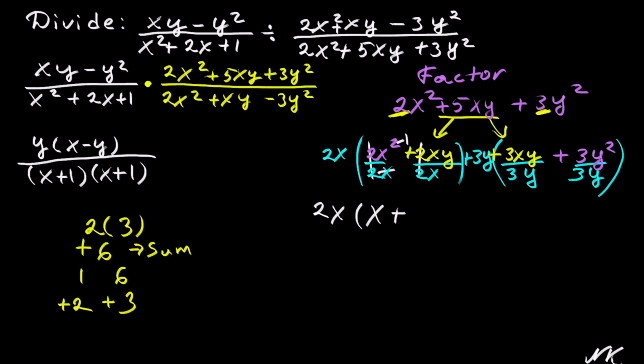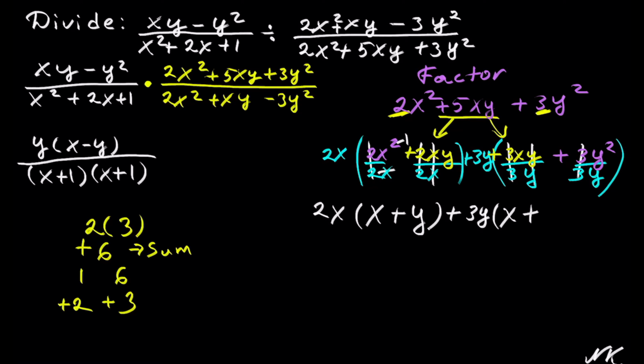2 and 2 will cancel into 1. X and x will cancel into 1, so we just have x plus y left in the first parentheses, plus 3y times 3xy divided by 3y. 3 and 3 cancel into 1. Y and y cancel into 1. We just have x plus 3y squared divided by 3y.